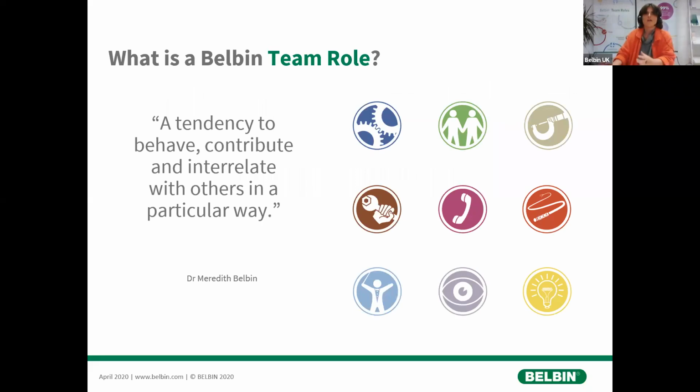So going back to what is it that they found, what did they find? They found that these 9 team roles can be defined as a tendency to behave, contribute, and interrelate with others in a particular way. And remember, it's a tendency. This is not an absolute science. It's not saying every single time you will do this. You probably won't. You will do this the majority of the time. The key word here is also behaviour.